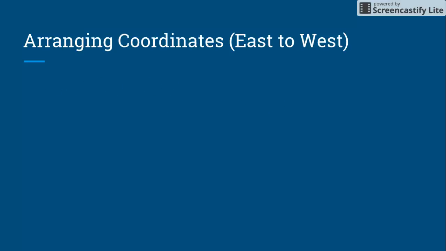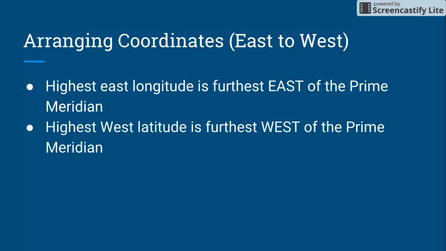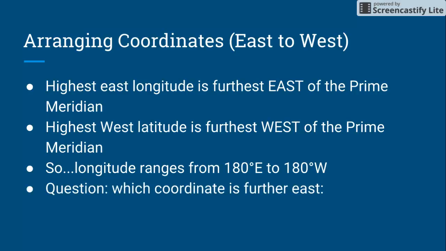Arranging longitude from east to west is similar. The highest east longitude is the one that is the furthest east of the prime meridian. And the highest west longitude number is the one that's furthest west of the prime meridian. So we range from 180 degrees west to 180 degrees east. That's how longitude lines work. It's pretty similar to latitude. So if we're looking at the one that's furthest east, the bigger the number, the further east it is.